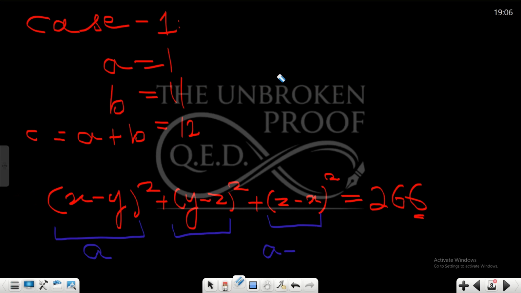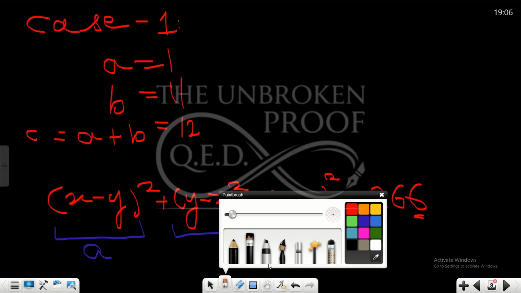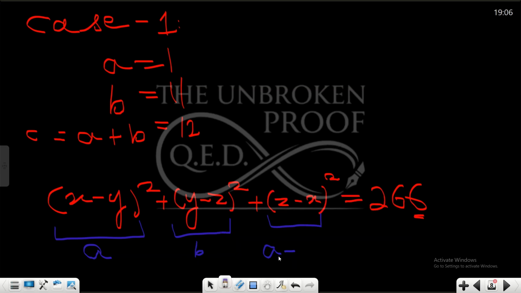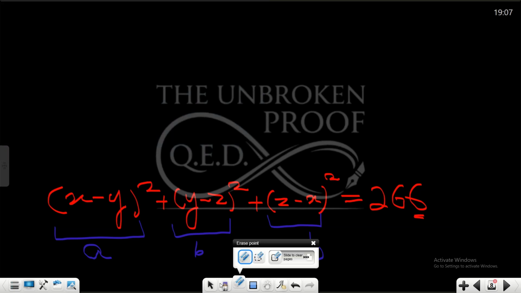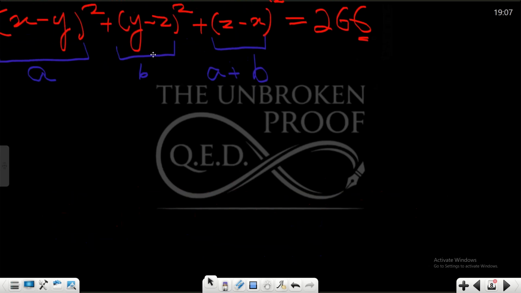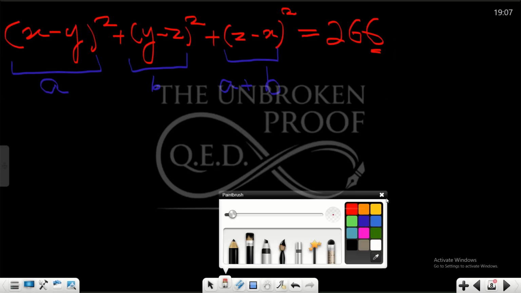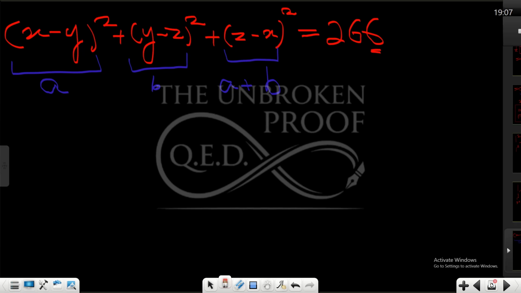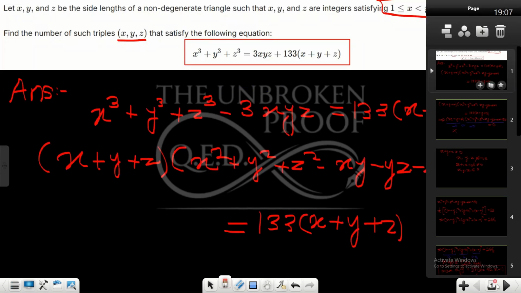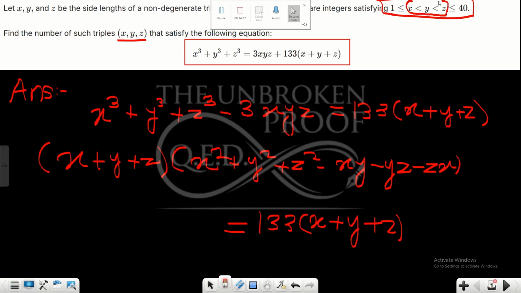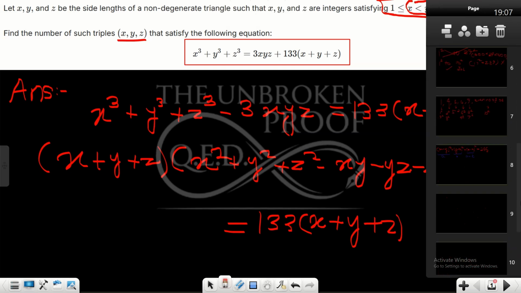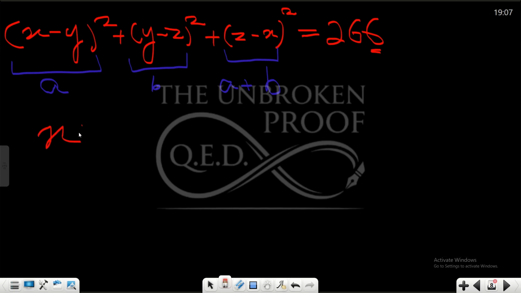Now if we have this expression over here, then we will come to know that a plus b. Now if you see the first condition given, it is stated that x less than y less than z. That means we cannot have dual cases over here, like x minus y and y minus x. This is not possible. Only this is possible.